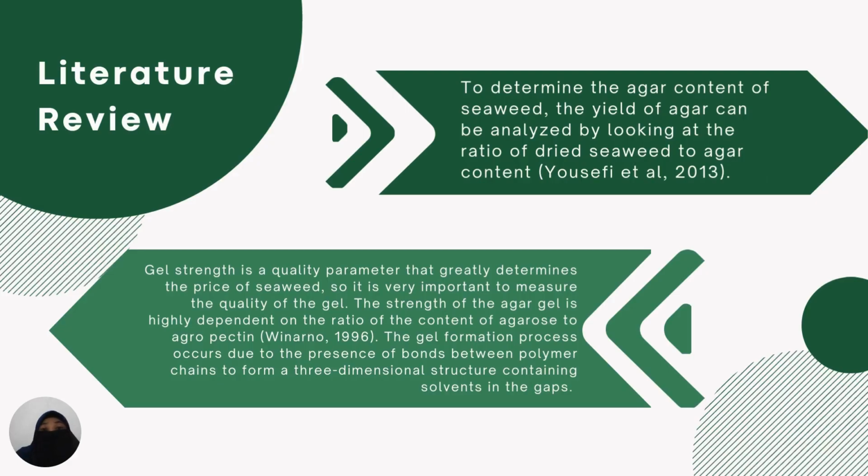To determine the agar content of seaweed, the yield of agar can be analyzed by looking at the ratio of dry seaweed to agar content. It is according to Yusufi et al. 2013. And then according to Winarno, 1996, gel strength is a quality parameter that greatly determines the price of seaweed. So it is very important to measure the quality of gel.